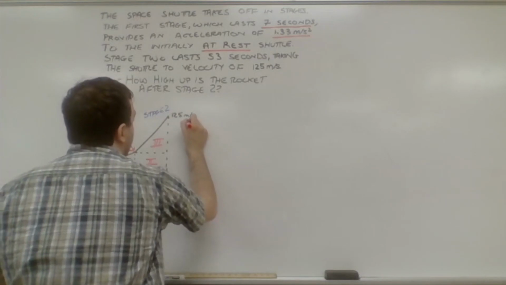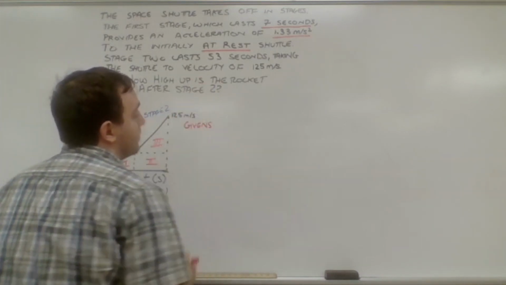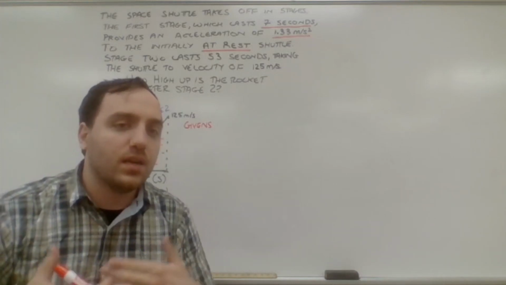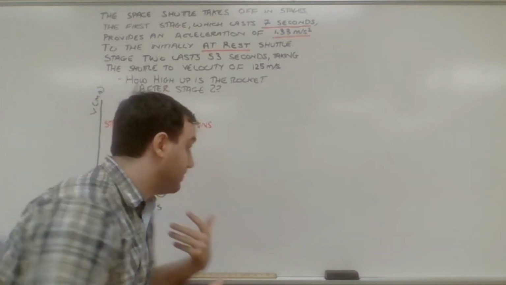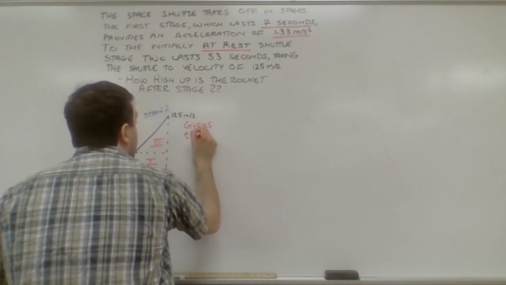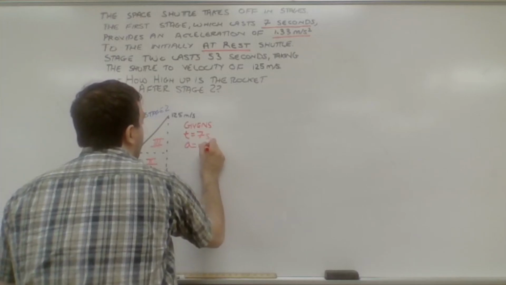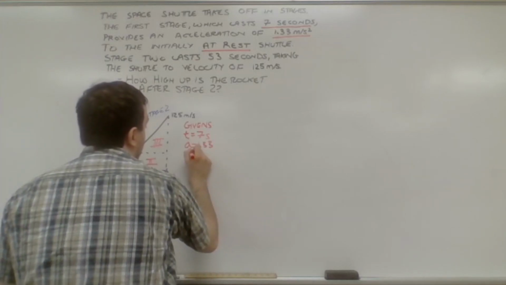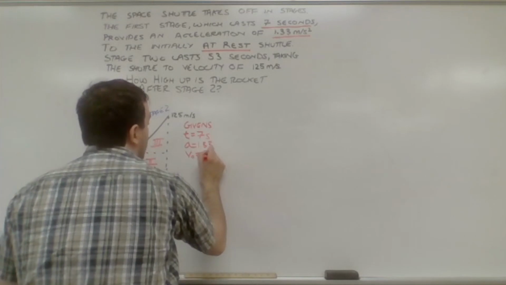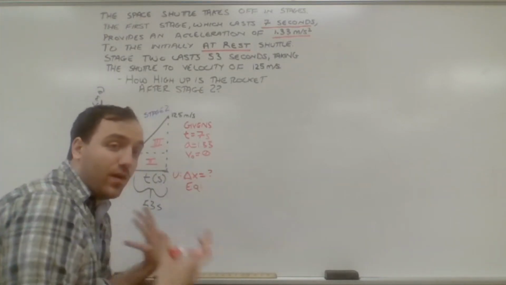So for stage 1, my givens are already underlined. I underlined them for the graph, and just left them up there. So once again, we've said time is 7 seconds. Acceleration is 1.33, and V initial equals 0. Since I'm looking for delta x, my unknown will be delta x. That's how far I want to go.